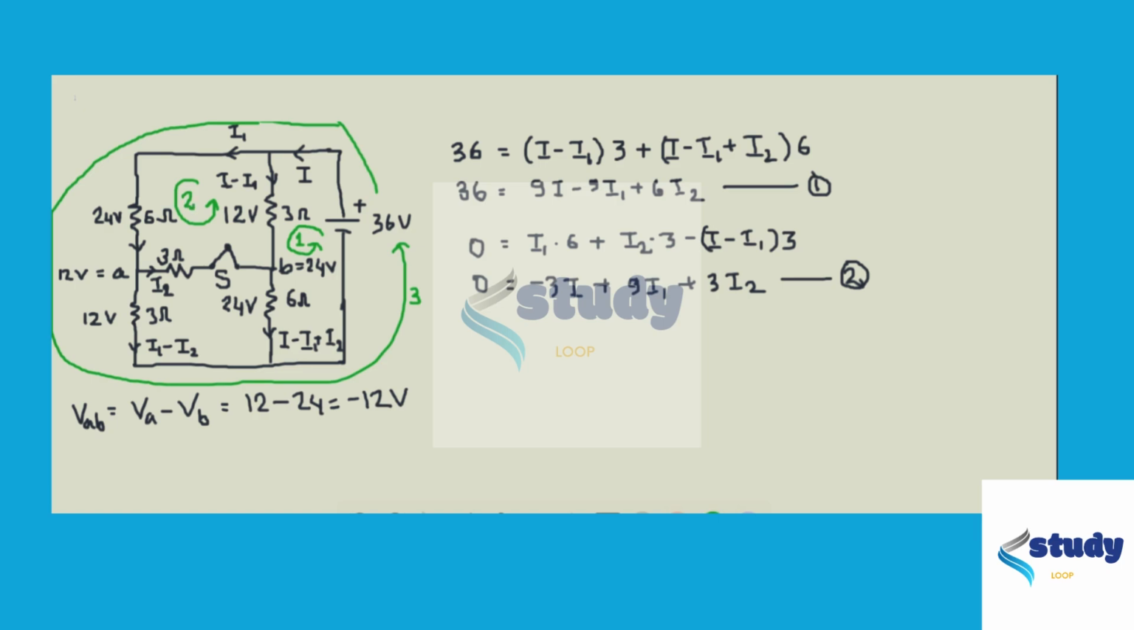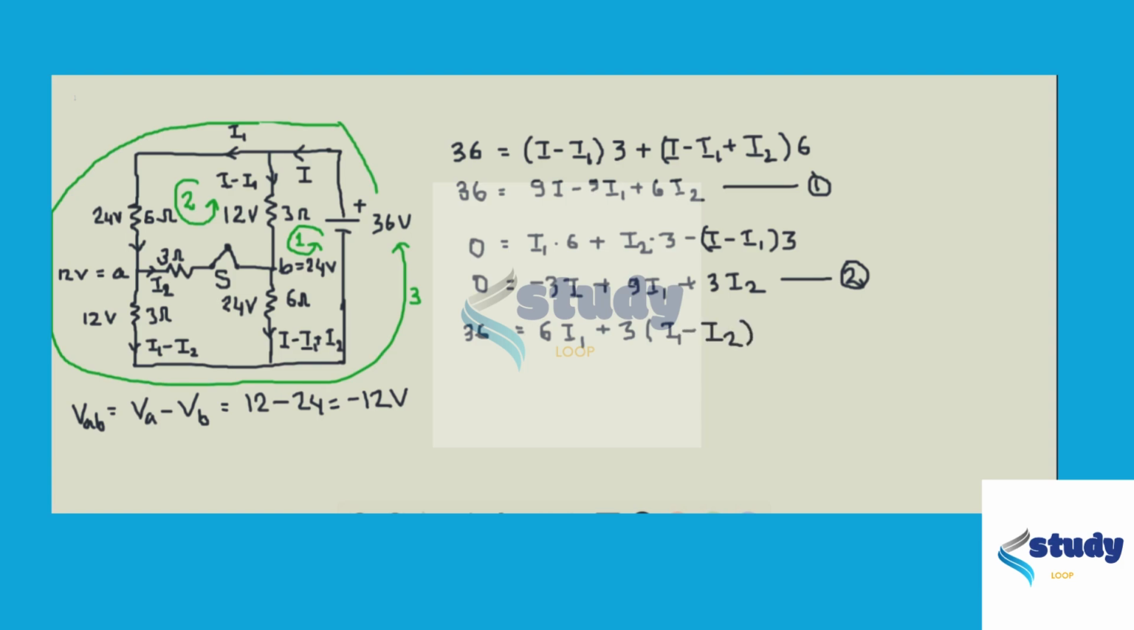Now for the third loop, what we can see is there is only one potential, that is 36, right? And the drops are along the 6 ohm resistor and 3 ohm resistors, only that much. For the 6 ohm resistor, I1 is flowing and it is along the loop, so 6 times I1, right? And for the 3 ohm resistor, it is I1 minus I2, so that is also along the loop, so plus 3 times (I1 minus I2), right?